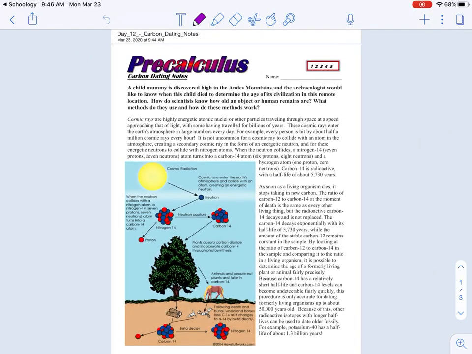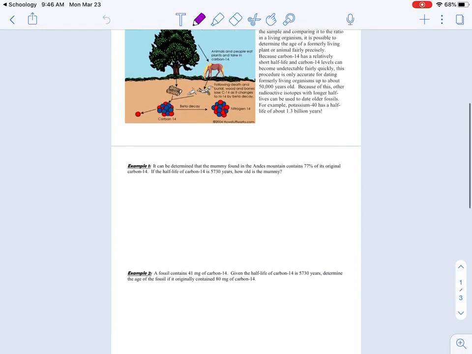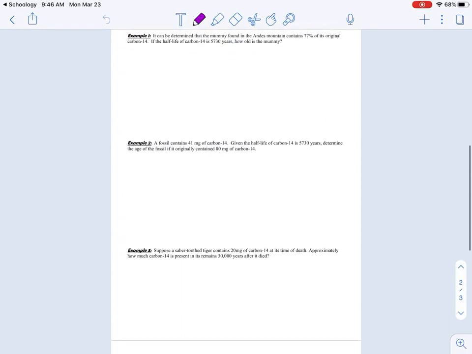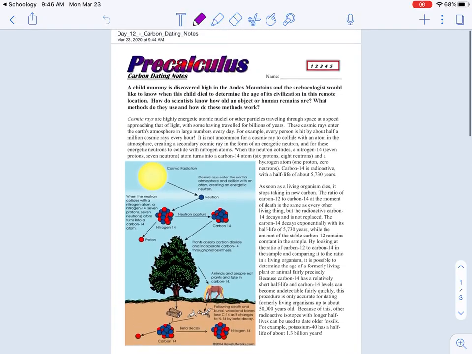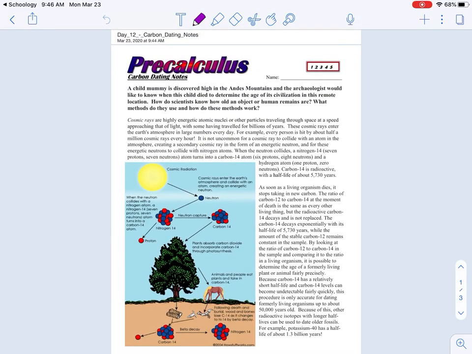So, the first page of today's notes is a reading section, which we've never had before, but it actually explains what carbon dating is. And then we have three examples because really it's the same type of problems that we learned yesterday. Once you understand what carbon dating is, I think it makes more sense to do the problems that way. So this says a child mummy is discovered high in the Andes Mountain, and archaeologists would like to know when the child died to determine the age of its civilization in this remote location.